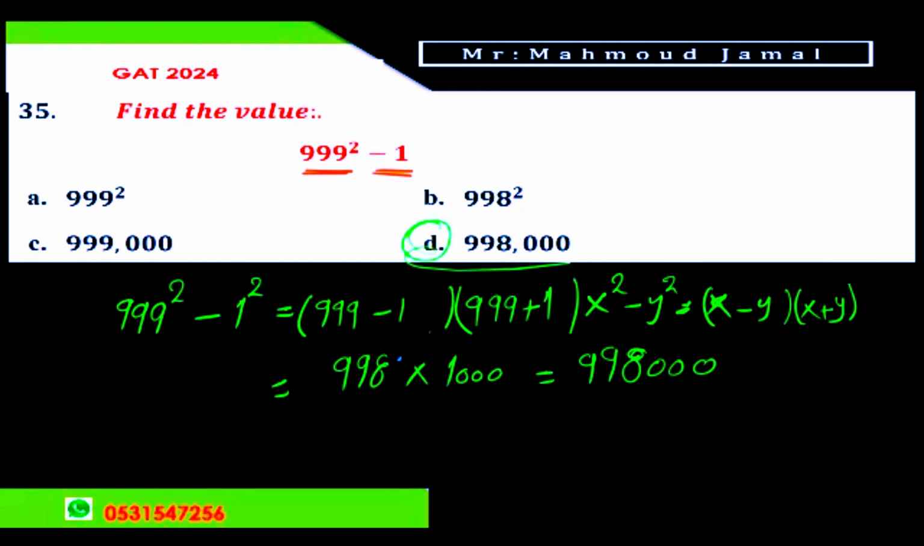If you know the type of question, any question with power 2 minus power 2, we can factorize like this one and solve quickly.